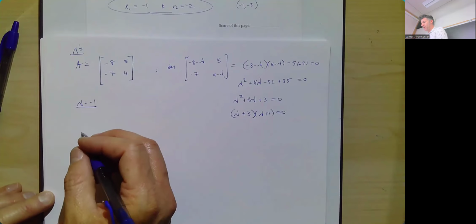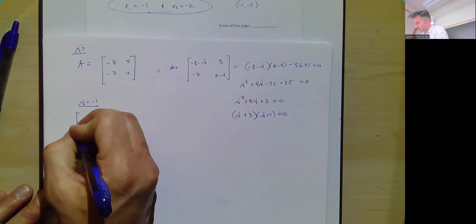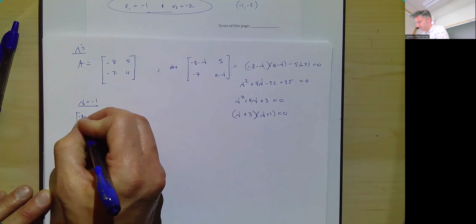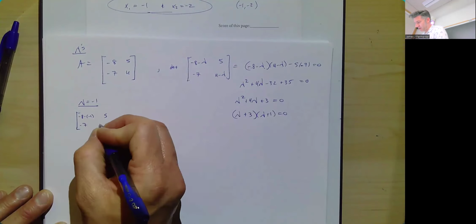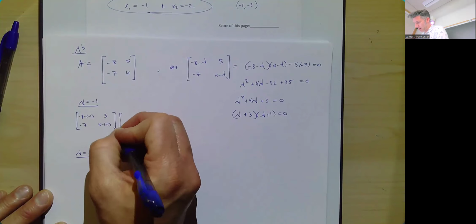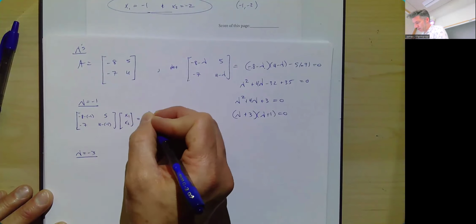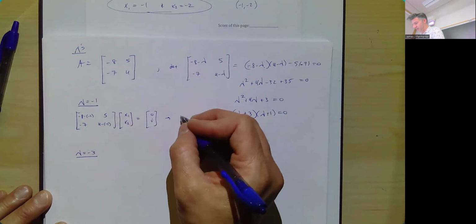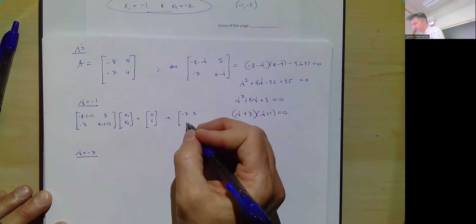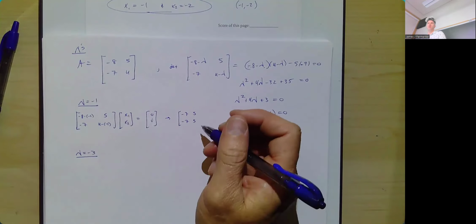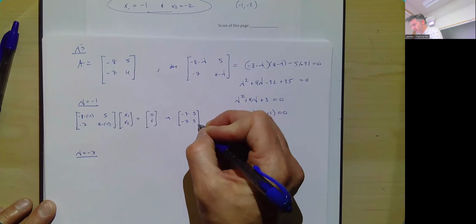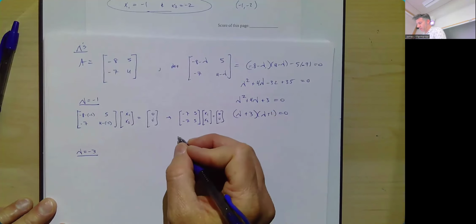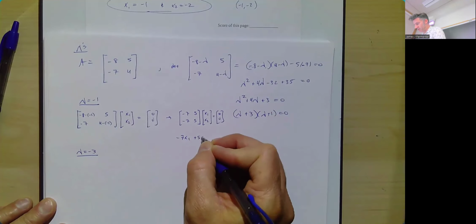So for lambda equal to -1, I'm going to do it the way he does it, or the way you all do it. I'm going to take my A minus lambda I, so -8 minus -1, 5, -7, 4 minus -1, times my x1, x2 equal to 0, 0. Rewriting this, -8 plus 1 is -7. So you get -7, 5 and -7, 5, which is pretty typical when you do it this way. Usually the rows either look the same or are very easily multiples of each other. So our equation is -7 x1 plus 5 x2 equal to 0.